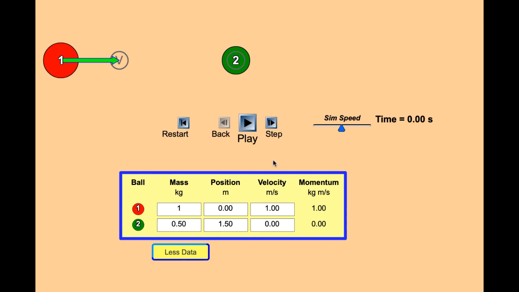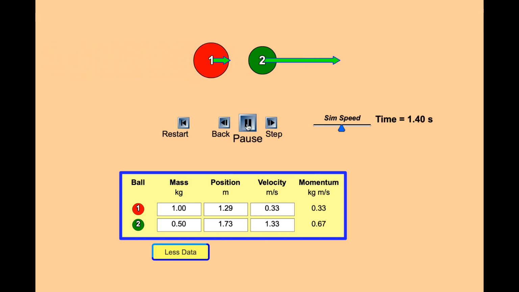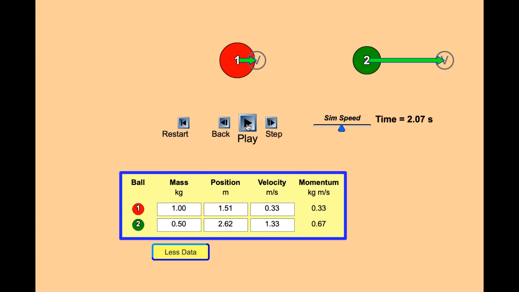I'll reset it again, but this time I'm going to make the mass of Object 1 1 kilogram. I wonder if you can anticipate what's going to happen. Now Object 1 has the larger mass of the two. And so I run the simulation and I discover, perhaps what you expected, that Object 1 continues moving in its original direction but its velocity is reduced. Object 2 is now moving to the right with a very large velocity.